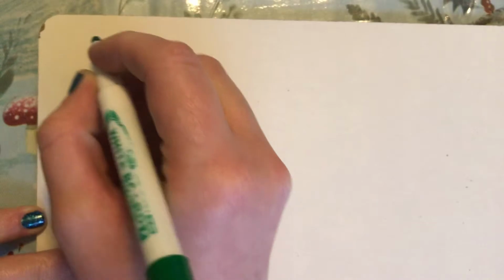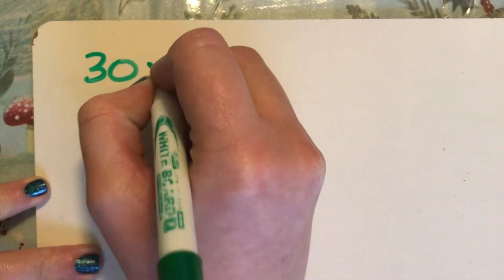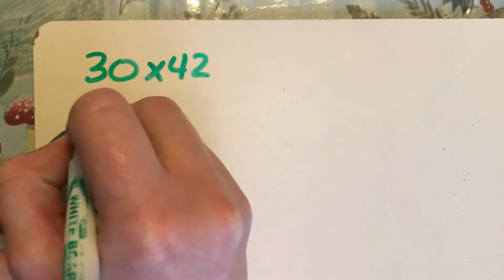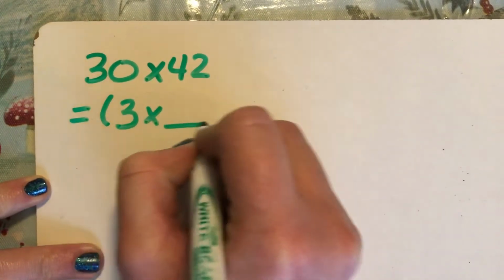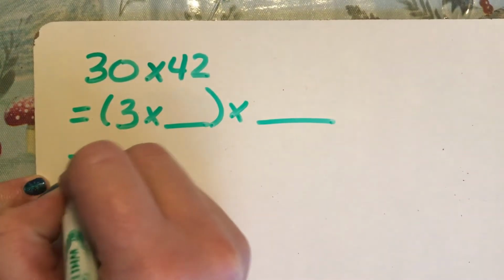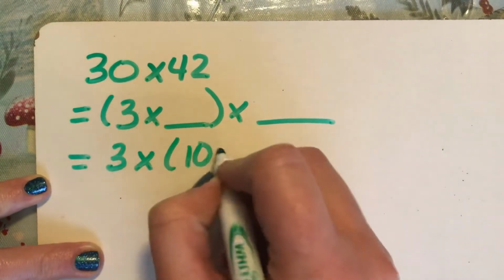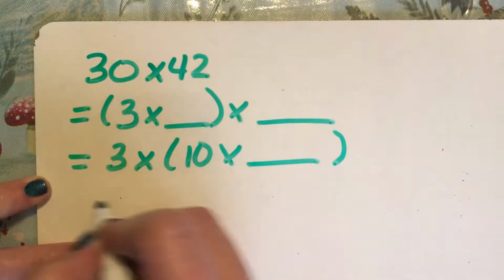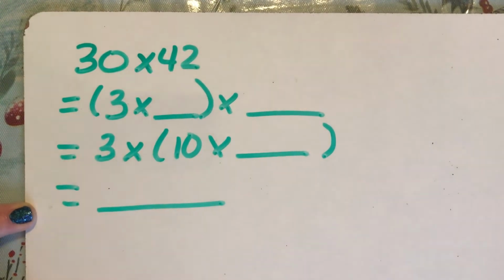So we start off, I'm just going to copy down what my question says. It says 30 times 42. And it has equals parentheses 3 times blank, equals 3 times parentheses 10 times blank, and then equals. I have to fill in all of these blanks.